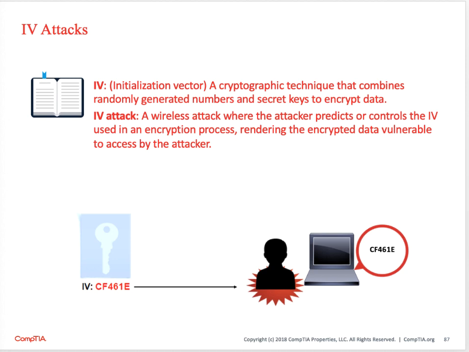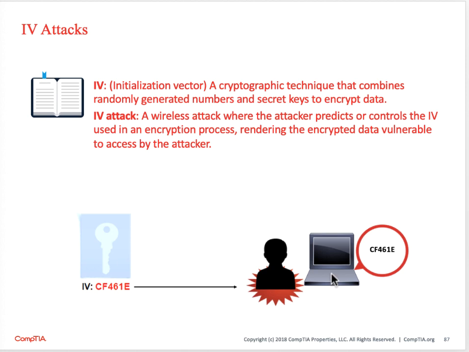So an IV attack is going to allow the attacker to predict or control that initialization vector to bypass that effect. IVs are more likely to be compromised if they're constructed with small length key bits, right? For example, a modern computer system has no trouble cracking a 24-bit IV, right? Initialization vector.